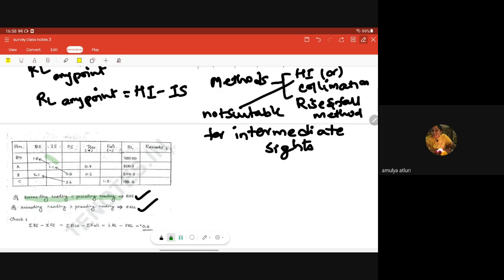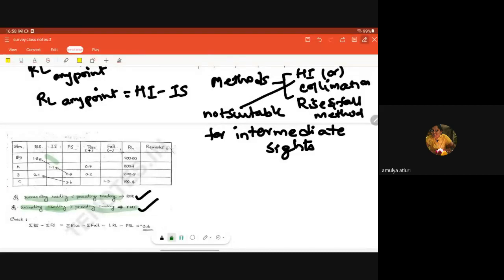If succeeding reading is greater than preceding reading, then it is called fall. So that is rise and fall. You can see here my succeeding reading is less than preceding reading, hence it is a rise, so I have written that in rise. If my succeeding reading is greater than preceding reading, then it is fall. I have written it in the fall.